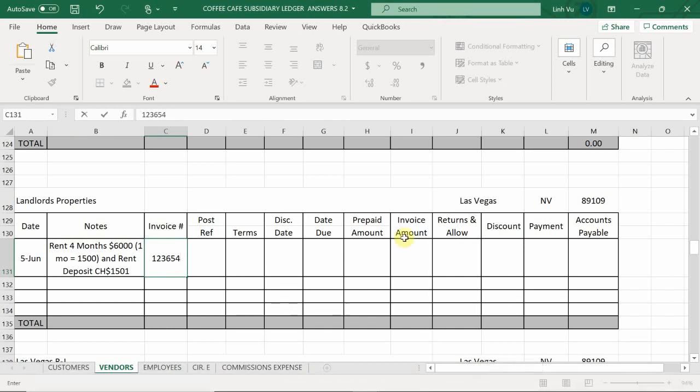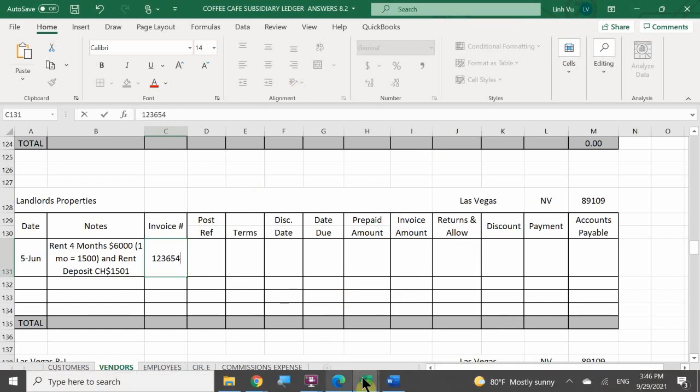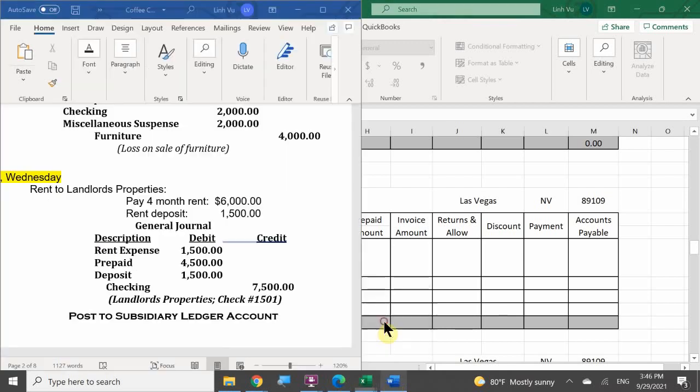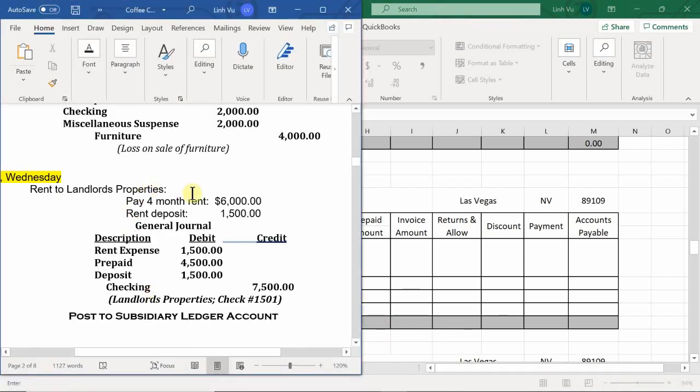Can we have a letter? Yes, you can. Okay, so whatever the contract number is, I'll go ahead and enter it in here. So for landlord properties, the contract number is going to be 1, 2, 3, 4, 6, 5, 6, 5, 4.